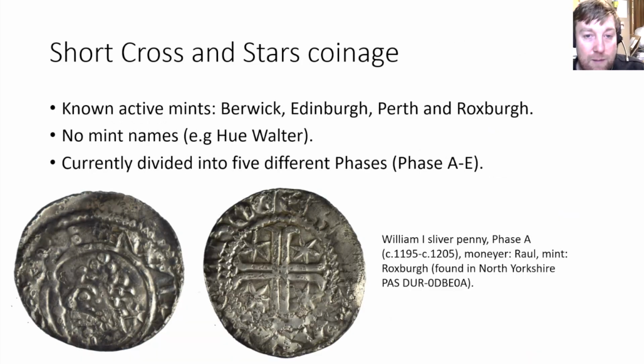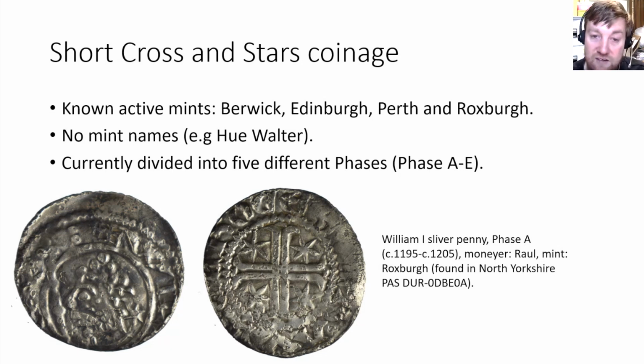So what do we know about the short cross and stars coinage? The known active mints for this coinage are Berwick, Edinburgh, Perth and Roxburgh. And as we saw in the Crescent coinage, the earlier one under William, we also have no mint names. So it's just the moneyers that are listed. And the most common moneyers in combination are Hugh and Walter. So this is the Edinburgh and the Perth moneyers combining with them the minting operations. And they probably minted at Edinburgh, Perth, and also probably Roxburgh as well. But we don't know a great deal about the minting operations in this period of the Scottish coinage, unfortunately.